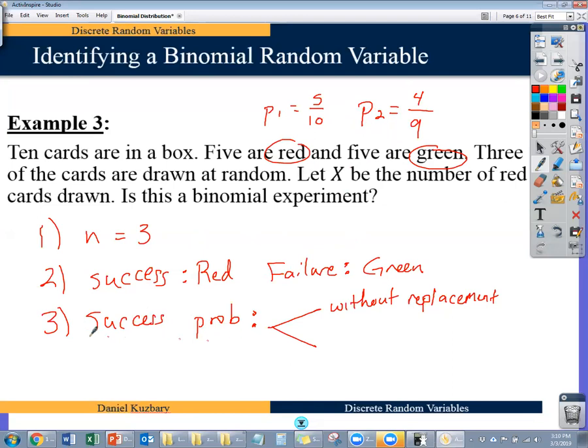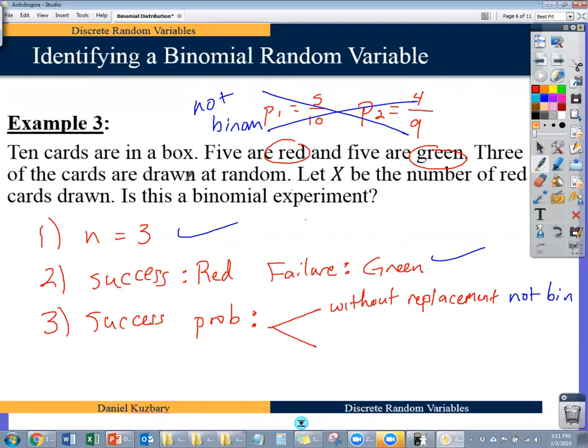Just like the last problem with the basketball players, I need all of my success probabilities to be the same. So this is not binomial if we don't put the card back. Without replacement, we have something that's not binomial. This was good, but these probabilities ended up not being the same, and we needed them to be the same.